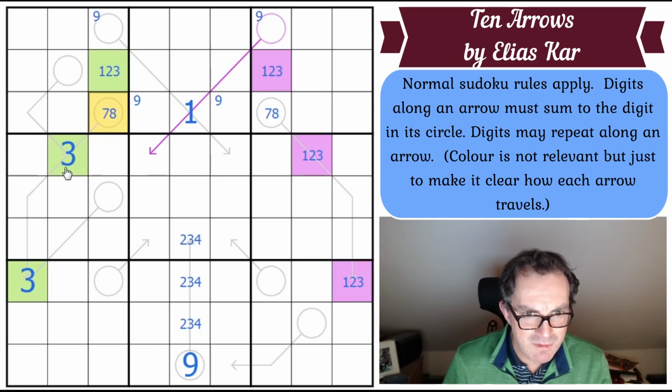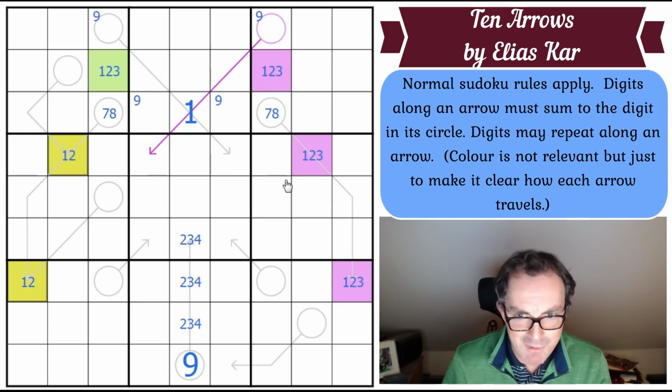So we can just dispatch with this option. It just doesn't work. You can get rid of 3 from there, which means you get rid of 3 from these cells. You've now got 1, 2 pairs all over the shop. This square can't be a 2.